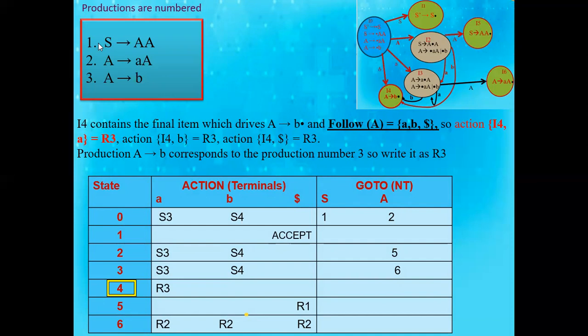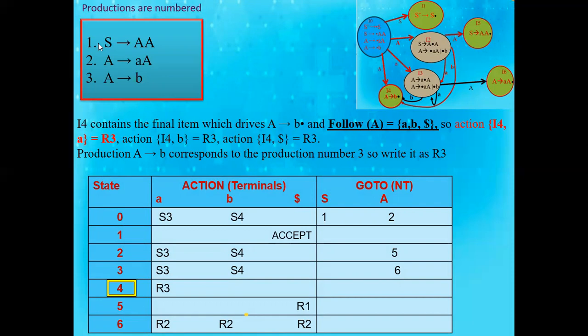Here, when we consider these productions, the follow of A is small letter a, b and dollar symbol. Now we need to have the entry for every terminal symbol in this follow of A. That is, we need to have the entry for small letter a, small letter b and dollar symbol. So we have action for I4, a is equal to R3, action for I4, b is equal to R3, again I4 dollar symbol is equal to R3.